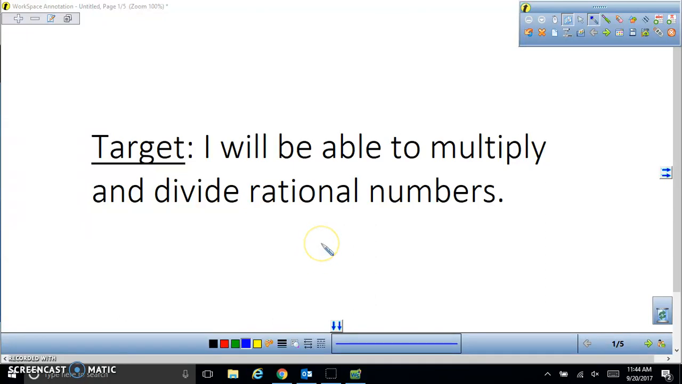Hey guys, it's Mrs. Icky, and we are going to be taking notes over multiplying and dividing rational numbers. So get yourself in a comfy place so we can start writing down our notes and learning.